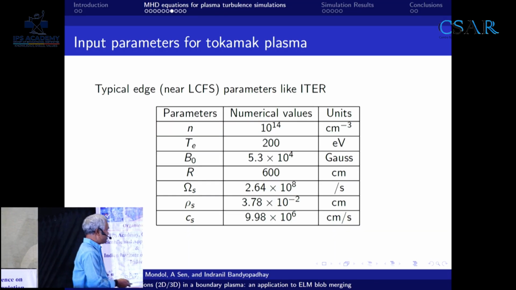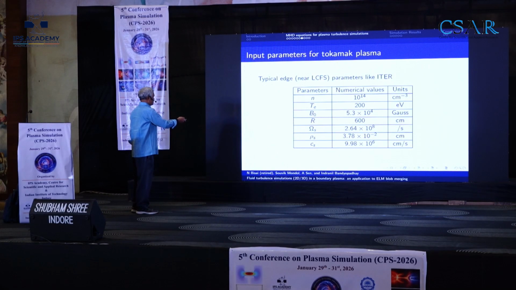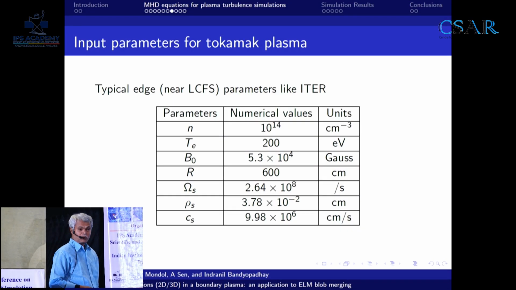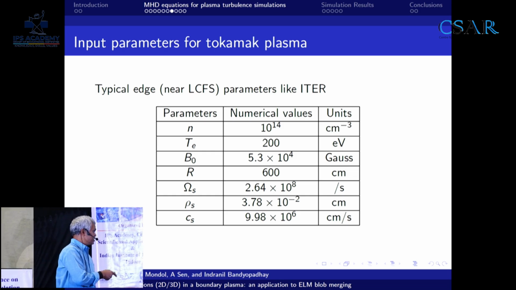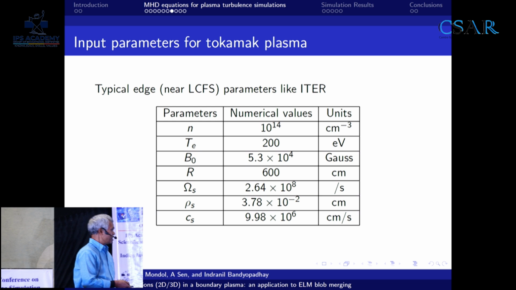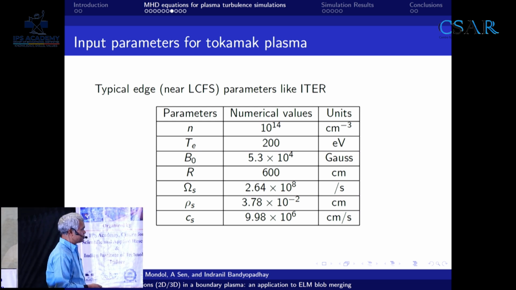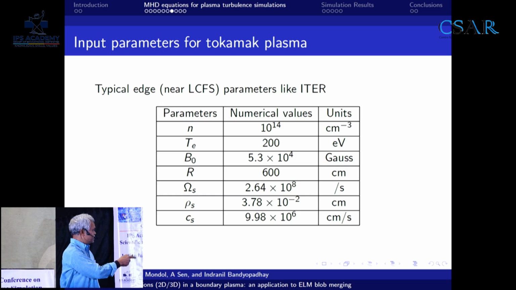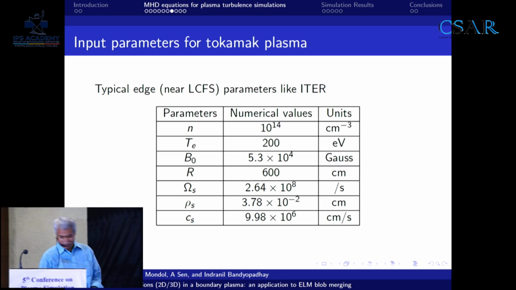Corresponding derived parameters: if I calculate the ion gyro frequency, this is around 2.64 into 10 to the power 8 per second. Rho S, the ion gyro radius, is 3.7 into 10 to the power minus 2 meter. Sound speed is around 9.98 into 10 to the power 6 centimeter per second. These three derived parameters have been used to normalize the different variables.